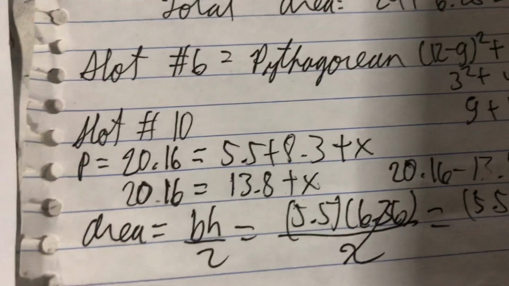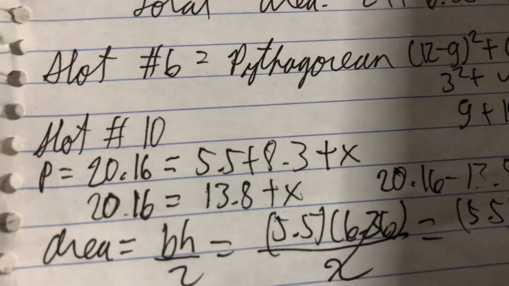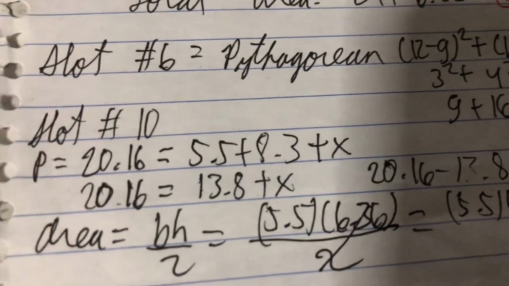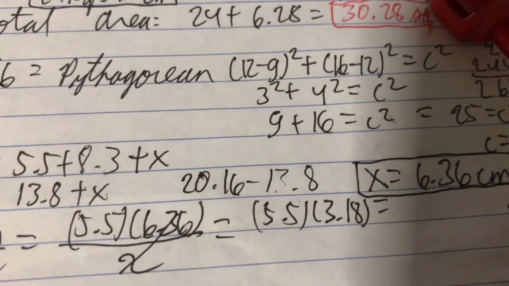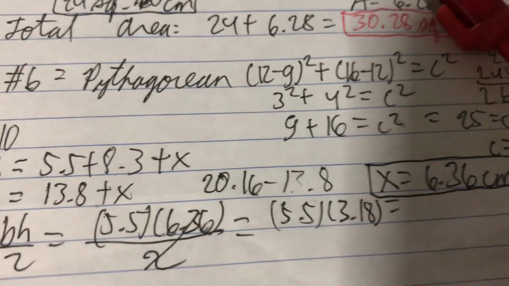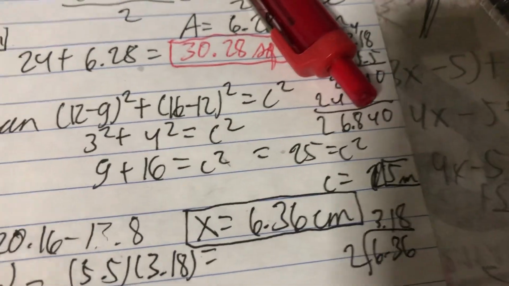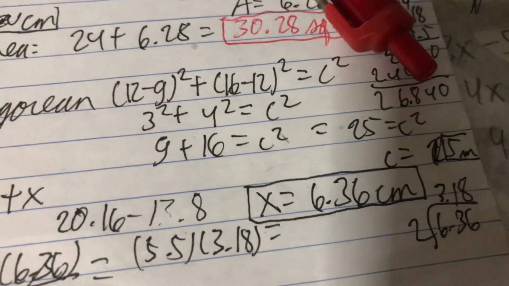5.5 plus 8.3. 5 plus 3 is 8. 5 plus 8 is 13. So you got 13.8 plus x is equivalent to 20.16. Then you subtract 20.16 minus 13.8. Then the value of x is 6.36 centimeters. So that's the value, 6.36.